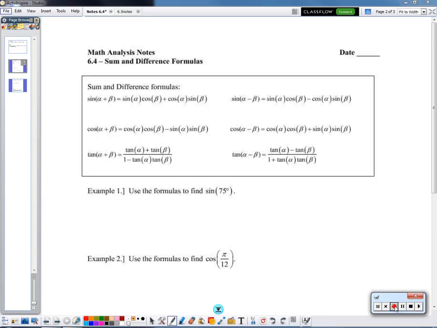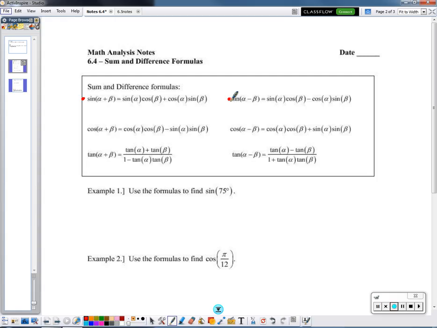So this is a video lesson on 6.4 sum and difference formulas, chapter 6, section 4. We're going to talk about sum and difference formulas and how we can apply those into different types of problems. So the first two we're going to look at are the sine functions in terms of sum and difference.